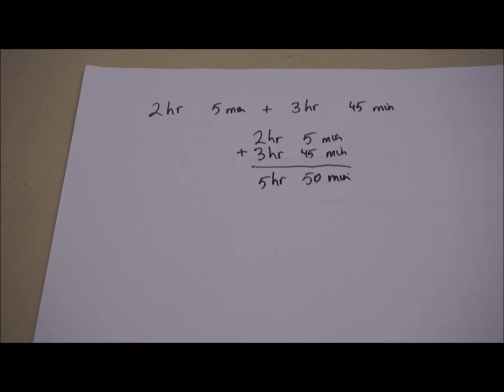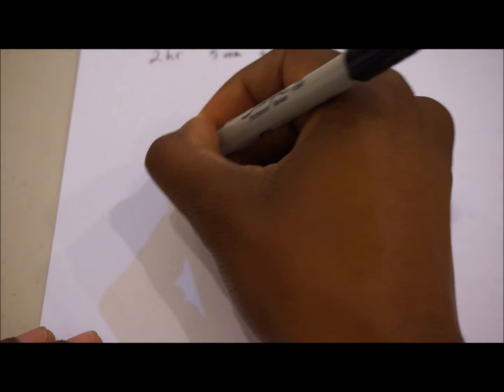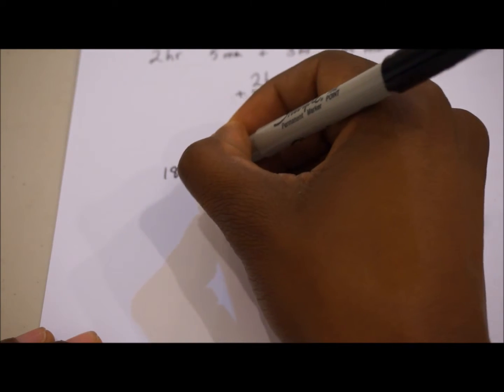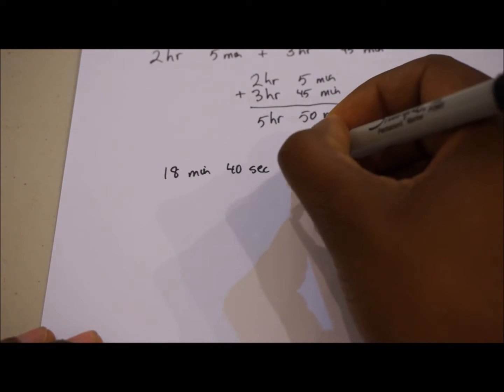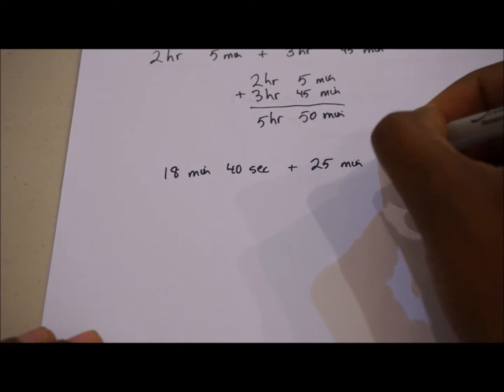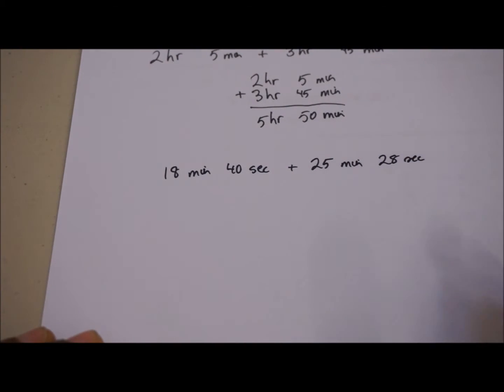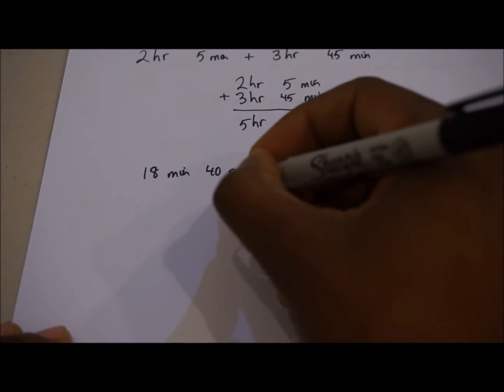Simple. Another problem might not be quite so simple. Here's another example. I am asked to add 18 minutes, 40 seconds, with 25 minutes and 28 seconds. Again, the idea remains exactly the same. Make sure that we add the seconds with the seconds and the minutes with the minutes. Therefore, I set up my problem so that can easily happen.